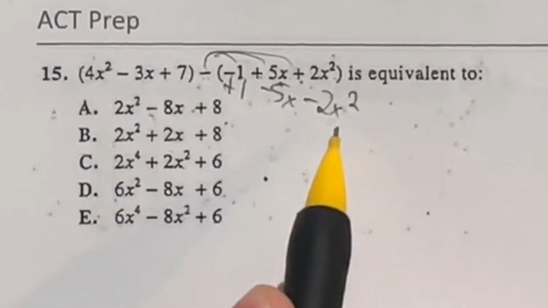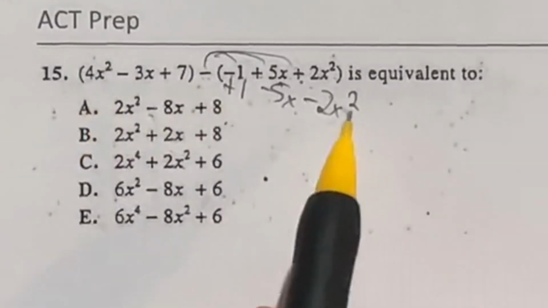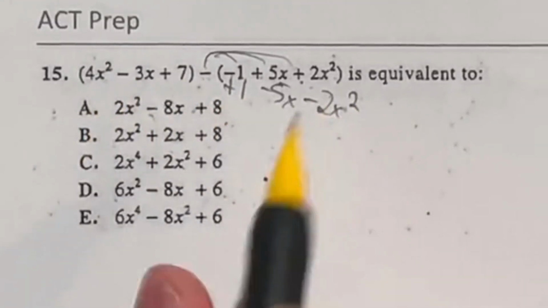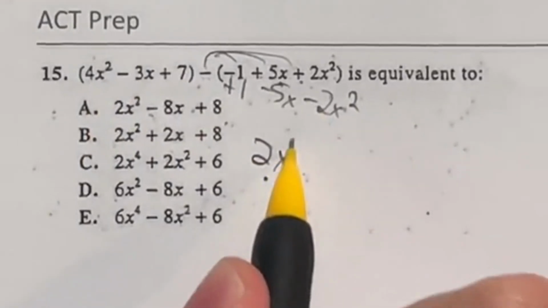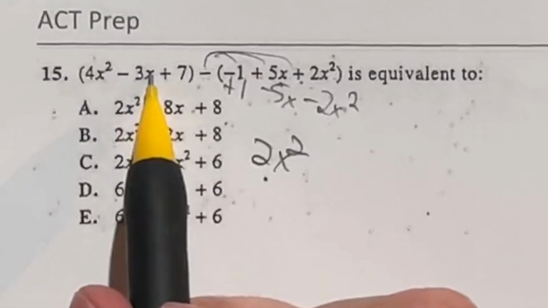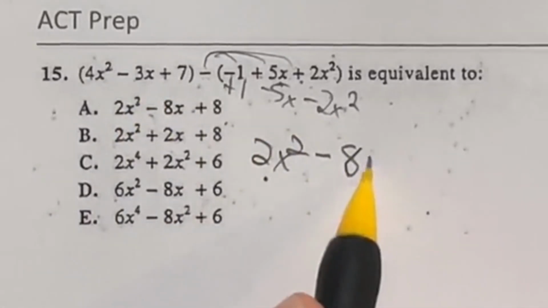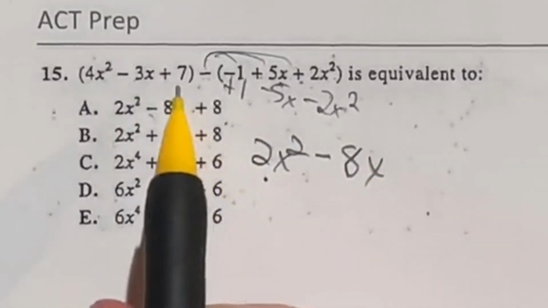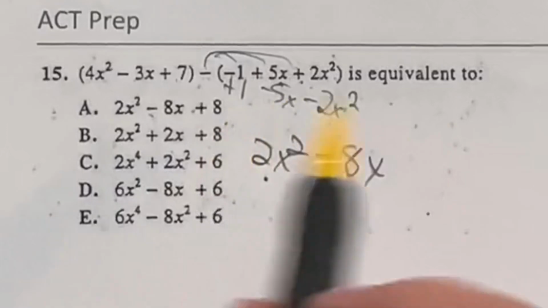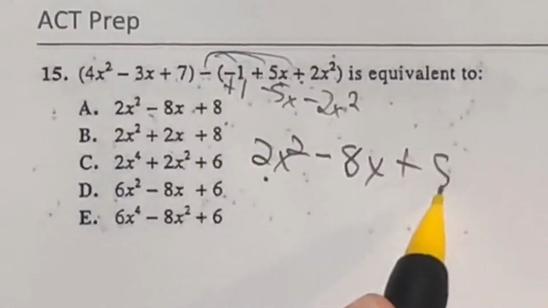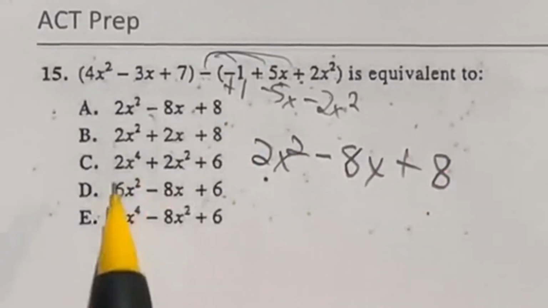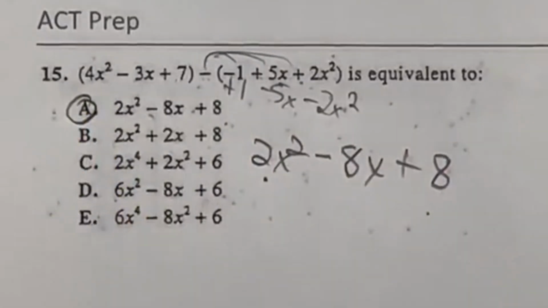Now let's go ahead and combine. So we have a 4x squared and a negative 2x squared. Well, 4 minus 2 is going to give me 2x squared. We have a negative 3x and a negative 5x, which is going to give me a negative 8x when you combine them together. And then we have a positive 7 and a positive 1, which is going to give me plus 8. So if I'm looking through my options here, that looks like option A.